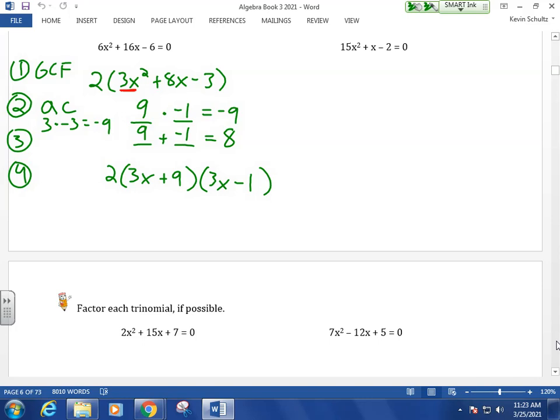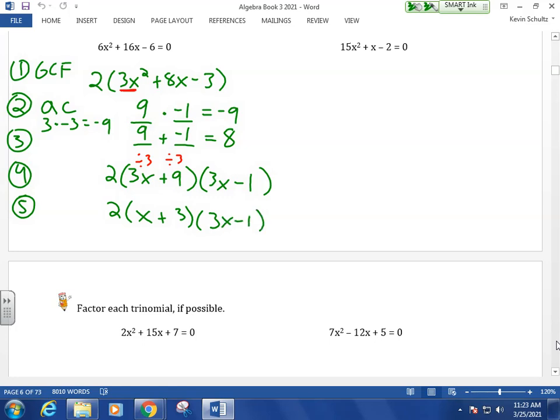Step 5 is where we simplify. How do I simplify that first set of parentheses, 3 and 9? What can I divide them by? 3 again. So divided by 3, divided by 3. How about that second set? Can I do anything there? No, and that'll happen, okay? Where you can only simplify one set. And so 3x divided by 3 is x. 9 divided by 3 is 3. And then our second set is just 3x minus 1.